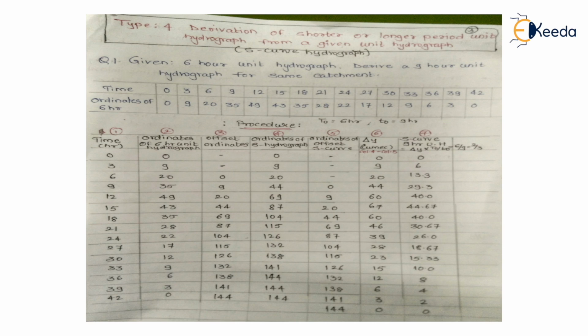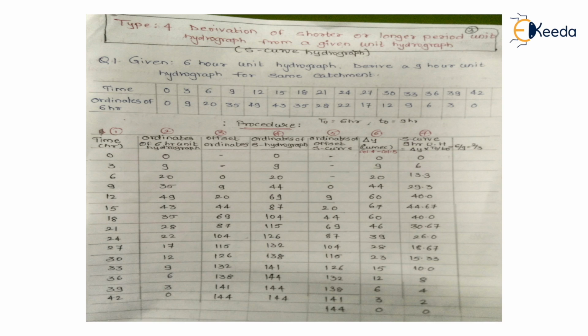And sometimes in a numerical, even though the durations are integral multiples, they will tell you to find these ordinates by using the S-curve hydrograph. So let's proceed. See here, the 6 hour unit hydrograph ordinates are given. You might be confused by seeing the time interval. The given ordinate is for 6 hour, but here in the table, the interval is a 3 hour interval. So see, this happened after analyzing the records of precipitation for a day, for a month, for a year.